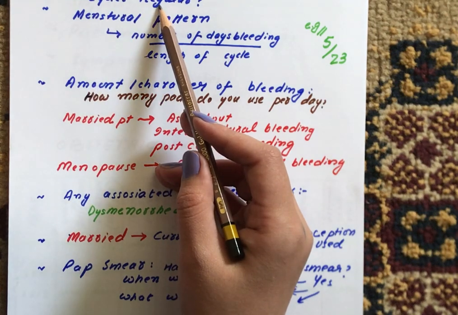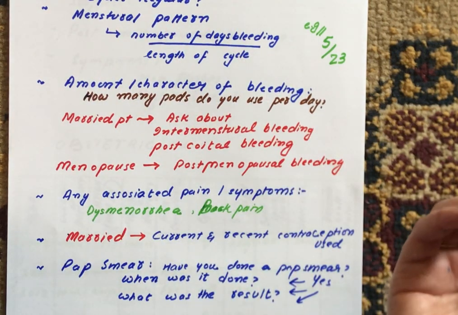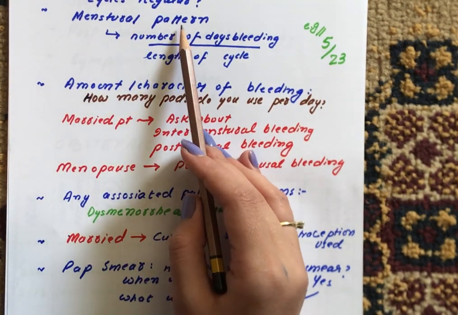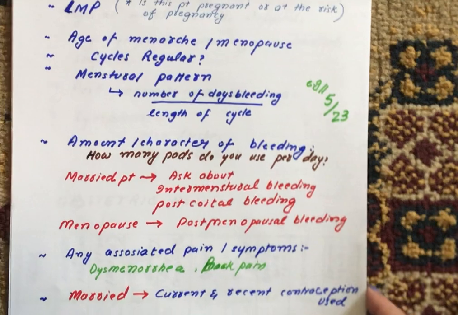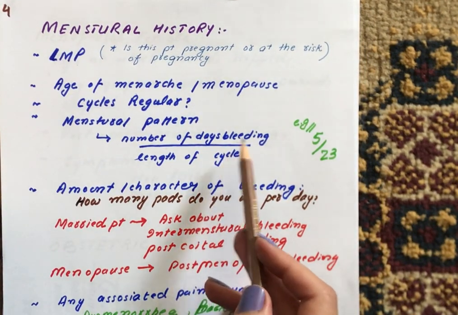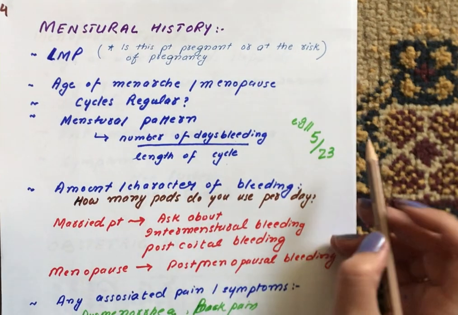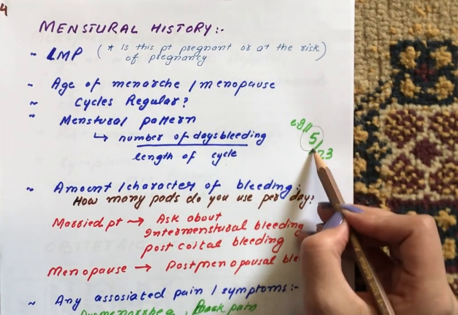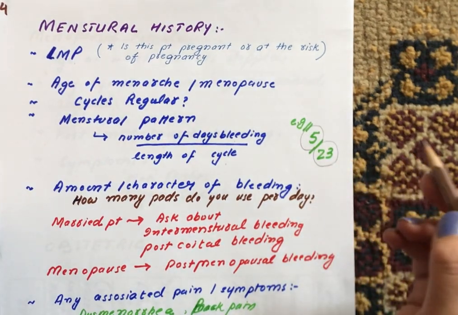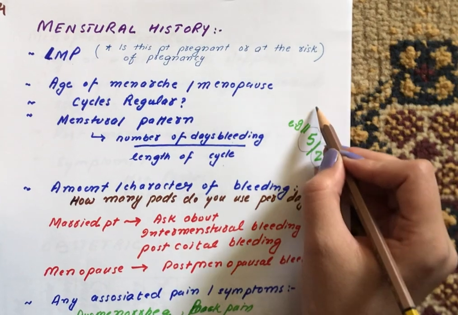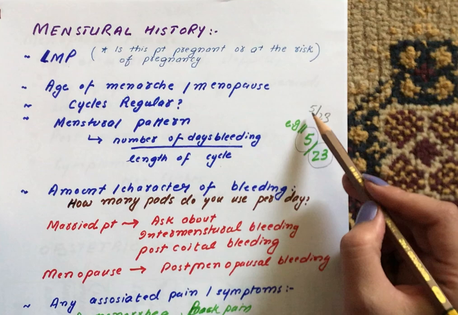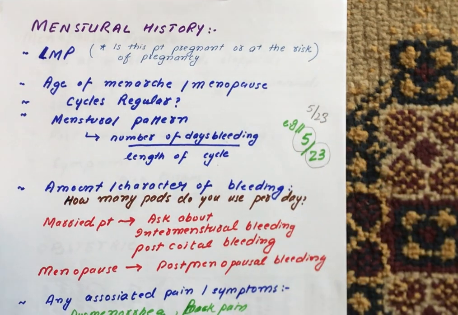Is her cycle regular? If yes, or if no, then you go accordingly. What is her menstrual pattern? From the menstrual pattern, we ask the number of days of bleeding and length of the cycle. If she says that she has 5 days of bleeding and 23 days is the length of her cycle, you can write it in this manner. So it is very clear that the number of days of bleeding is 5 and the length of her cycle is 23.